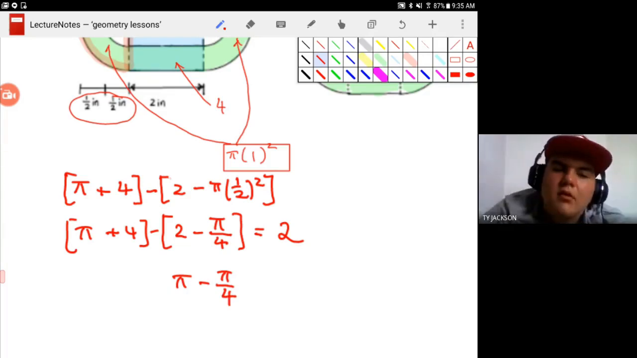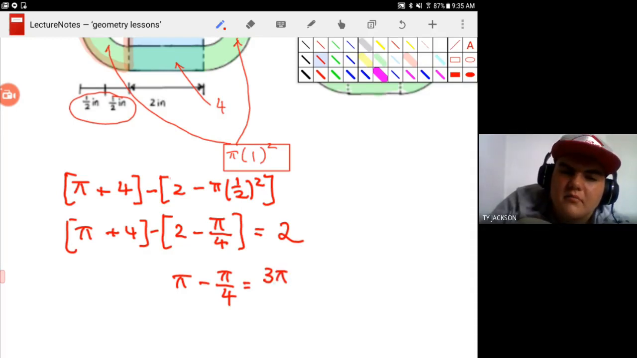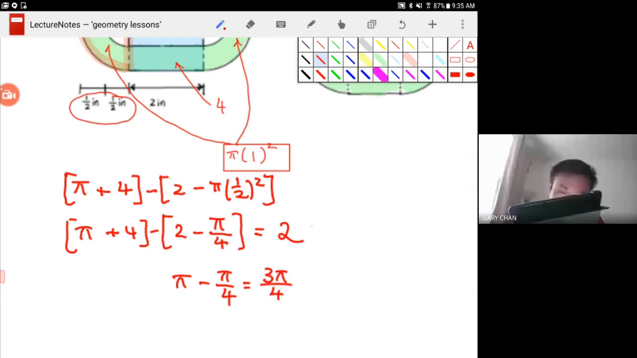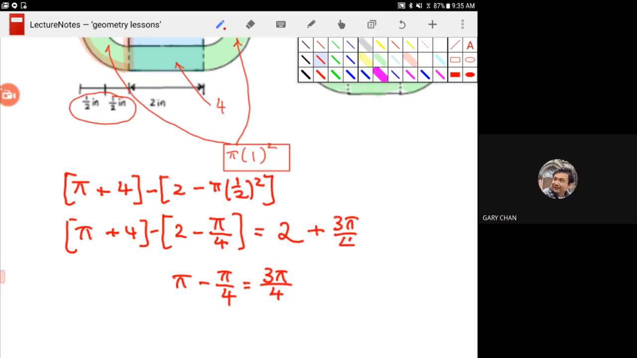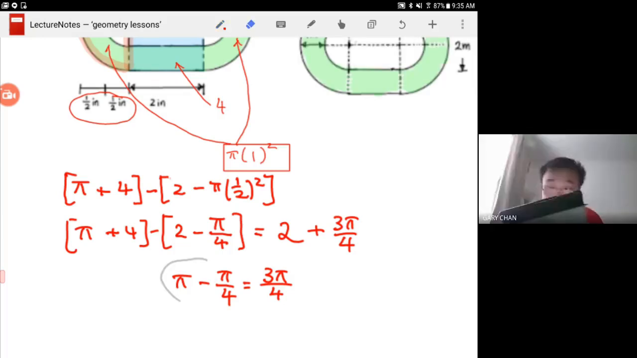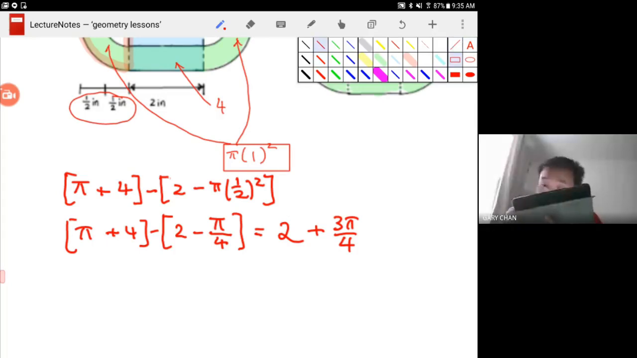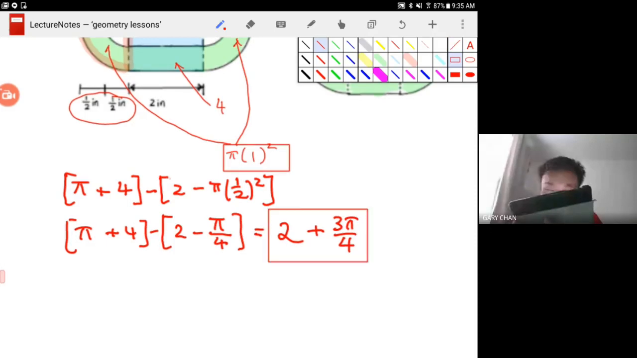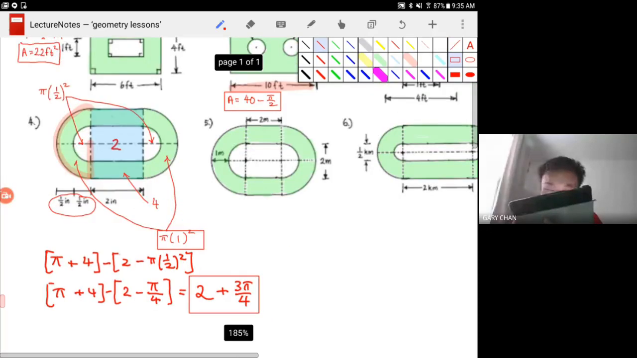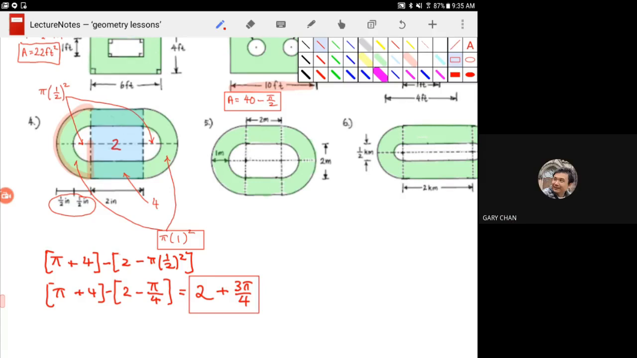That's 3/4 pi. 3 pi over 4. Is Gabby still here? Yes, she is. Okay. So what we're left with is that. So that's the area of the shaded region. Cool.